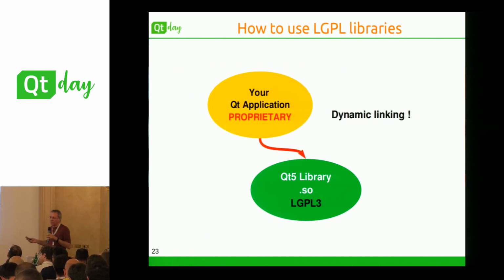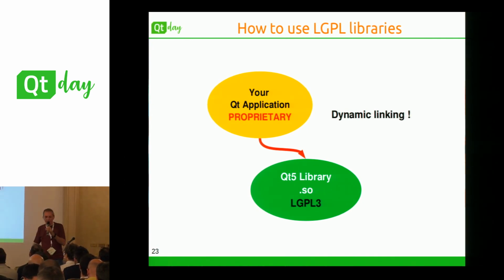However, as many of you probably already know, when you want to create a proprietary application using the Qt library, you need to adopt this scheme. You need to have dynamic linking of the library, keeping in mind that you are using the LGPL3. So you have to allow your customer to reprogram or modify the library itself.